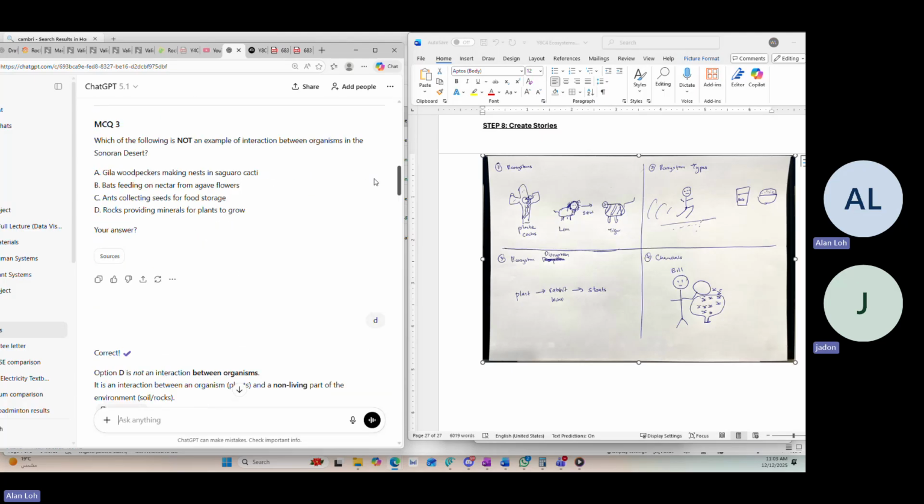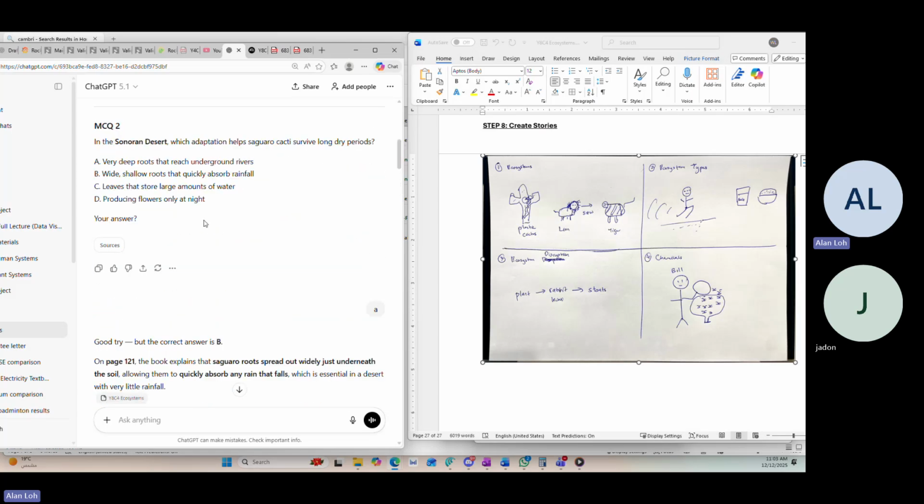Congratulations. Number 2. Number 2 is what? Number 2 is B. Wide shallow roots that quickly absorb rainfall. Okay. There's no reverse, I think.